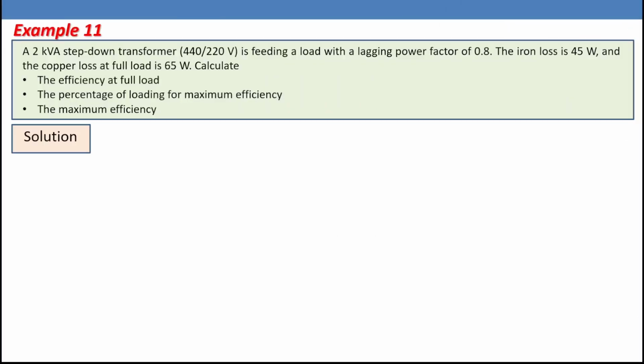Let us take another example. A 2 kilovolt ampere step-down transformer 440/220 volt is feeding a load with a lagging power factor of 0.8. The iron loss is 45 watt, which is constant, and the copper loss at full load is 65 watt. We need to calculate the efficiency at full load, the percentage of loading for maximum efficiency, which is x maximum, and the maximum efficiency. So given in the problem, we have S, power factor, P iron, and P copper at full load.